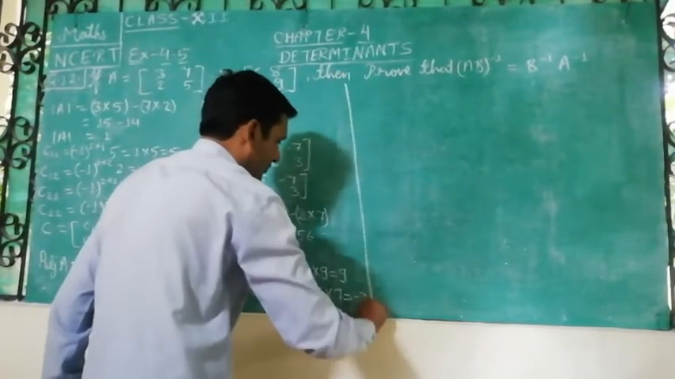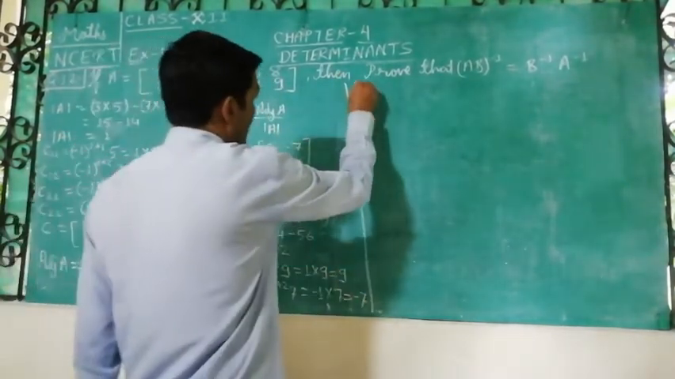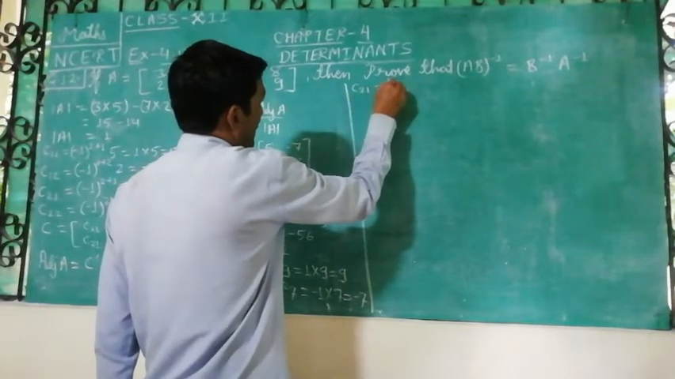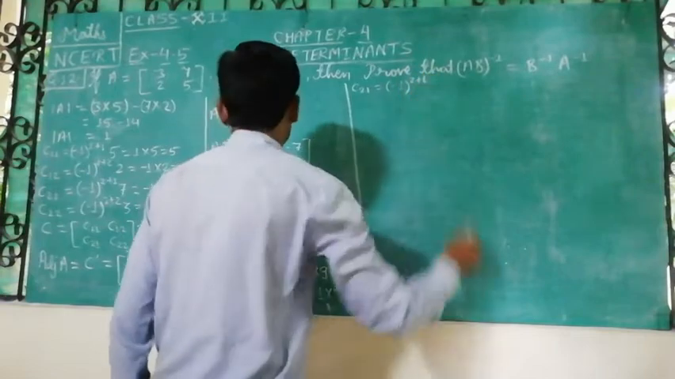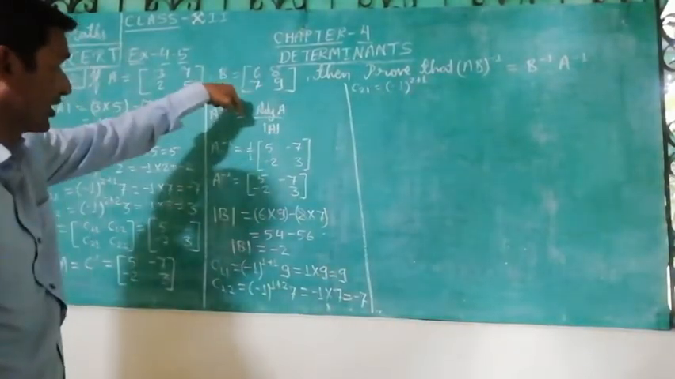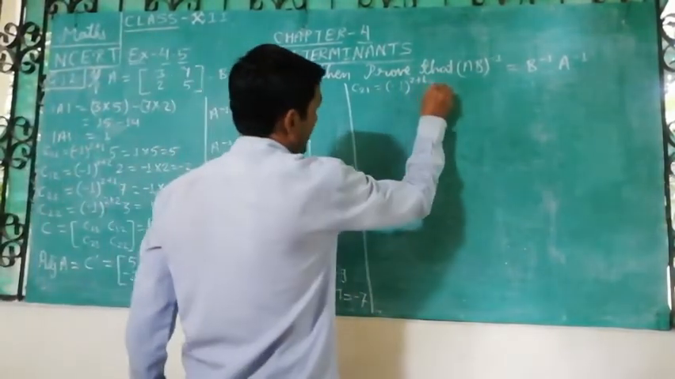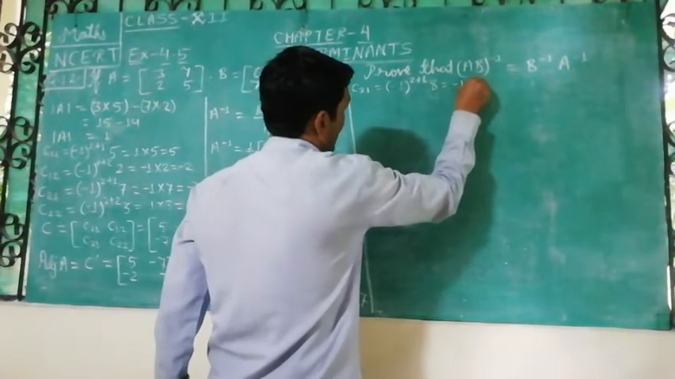Now we have to find C21. C21 is equal to minus 1 raised to the power 2 plus 1. Then second row, first column will be eliminated. Remaining element is 8. So minus 1 into 8, that is equal to minus 8.